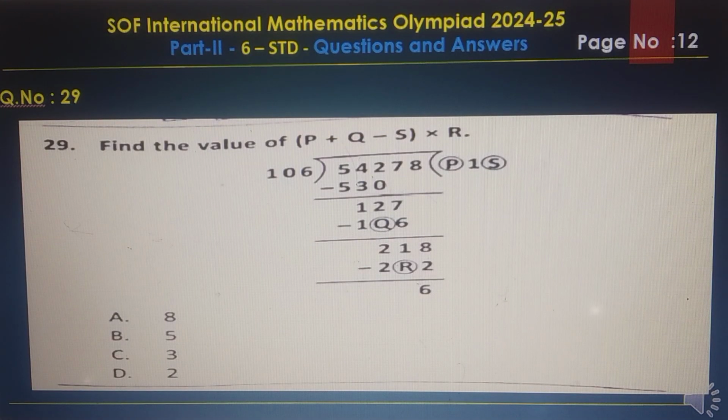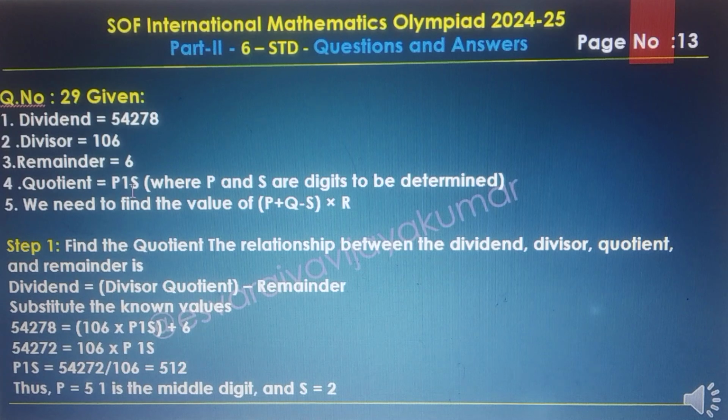Question number 29. Find the value of P plus Q minus S into R. Here options A, B, C, D are given. The dividend is 54278, the divisor is 106, and the remainder is 6. The quotient is P1S, where P and S are digits to be determined. We need to find the value of P plus Q minus S into R.